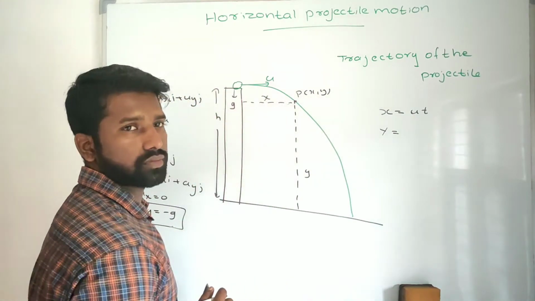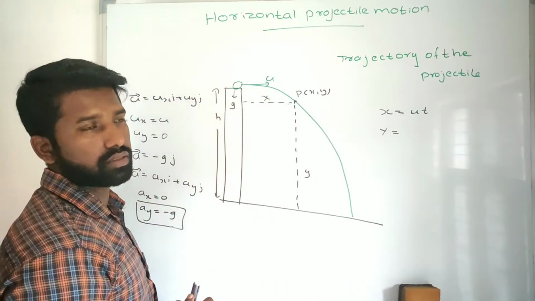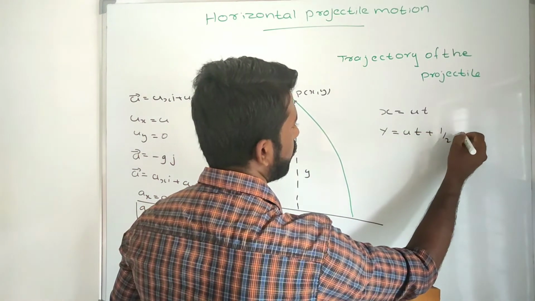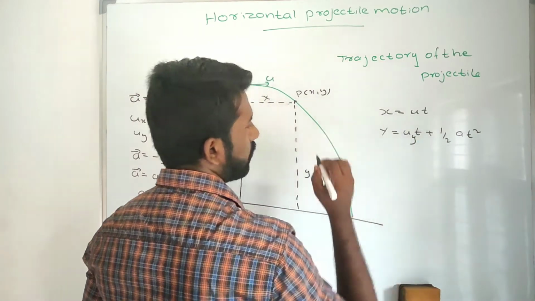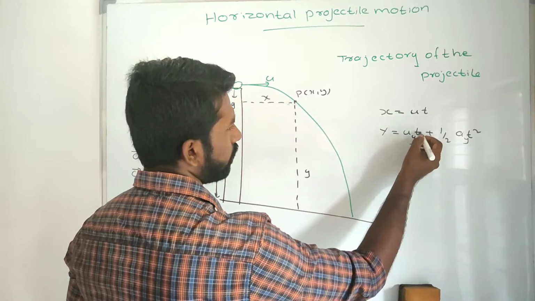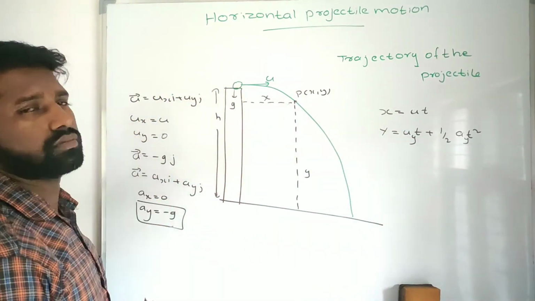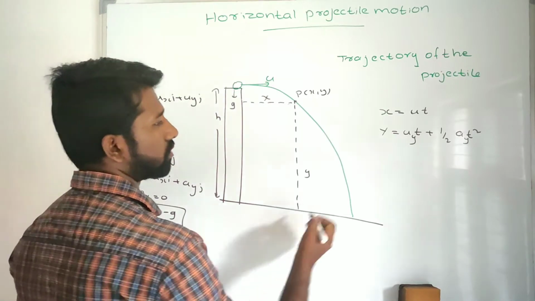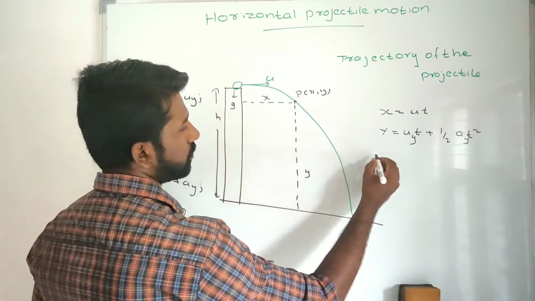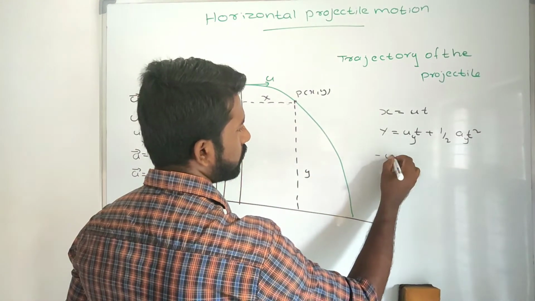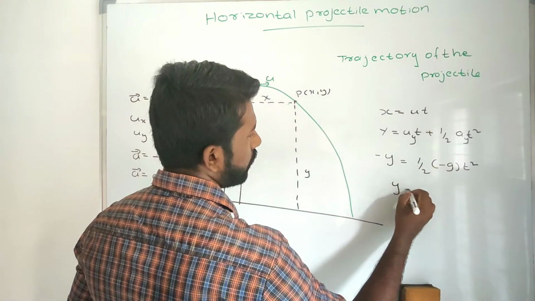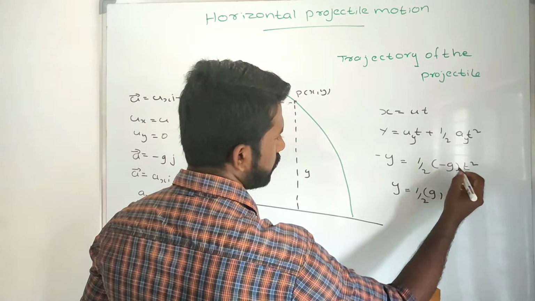y is equal to, in the vertical direction it is a uniformly accelerated motion, so y is equal to uy t plus half ay t square. Here it is in the vertical direction, so uy, and here it is ay. Okay, what about uy? The uy value is 0. There is no initial velocity in the vertical direction, so this is 0. And the vertical displacement we are measuring in the downward direction, so minus y. Minus y is equal to half into ay value, minus g, into t square. So y is equal to half into g into t square.